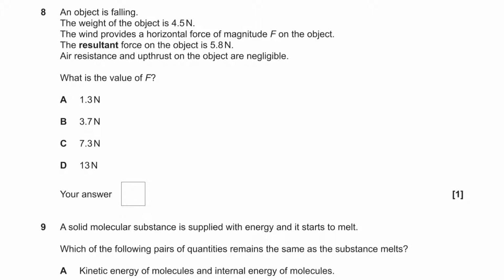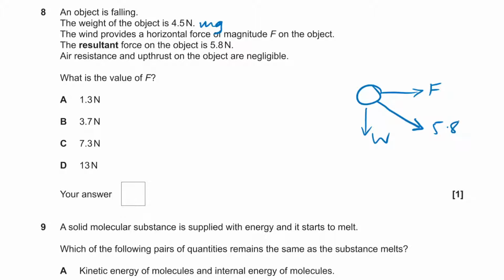8, an object is falling. The weight of the object is that, so that's mg. Do we even care about that? Don't know. Oh, no, we don't. Okay, let's draw a diagram. Absolutely. So we have weight pulling down. We have wind giving a horizontal force. Horizontal force, okay. So that way. And we have, oh, that's it. Okay, fine, because there's no air resistance. What is the value of F? Oh, we're given the resultant force. Okay, so the resultant force is there.